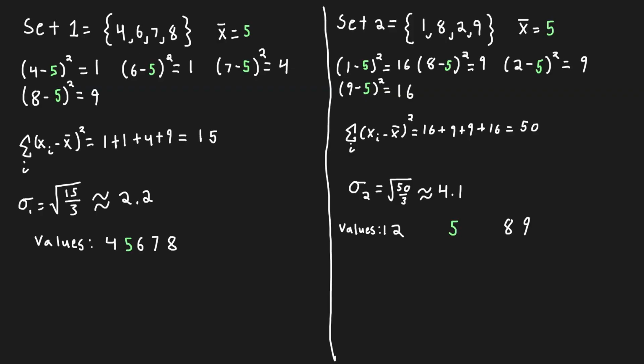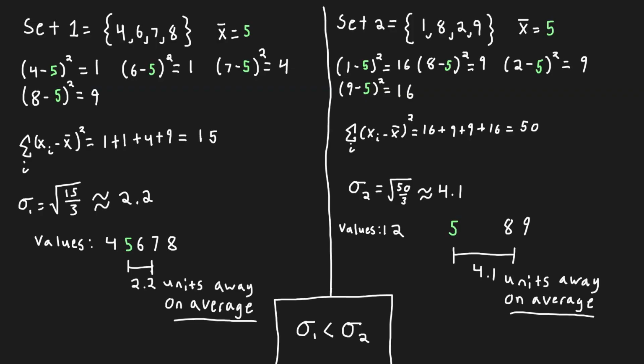For dataset 1, the values are clustered around the mean, and we found that the standard deviation is smaller at only 2.2, where dataset 2 had a more spread out value distribution, and the standard deviation is 4.1. You could also interpret these values as the data points being on average 2.2 or 4.1 units away from the mean.